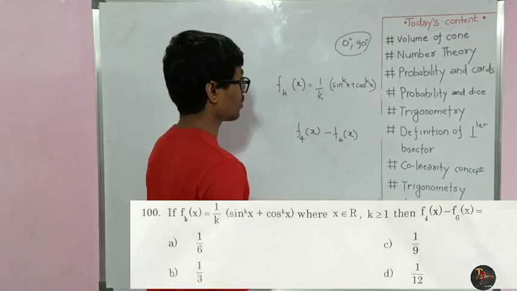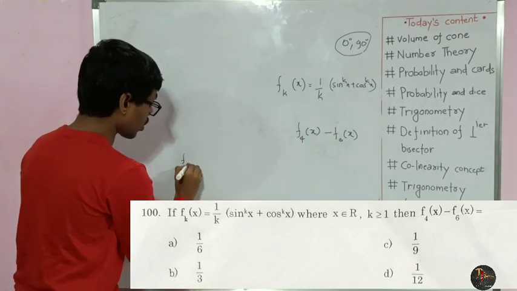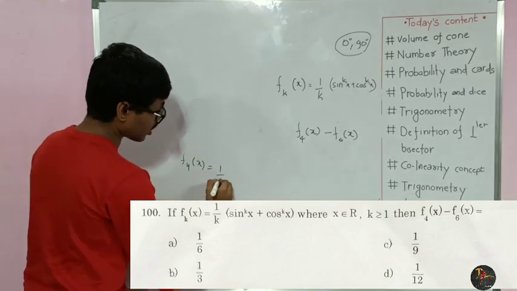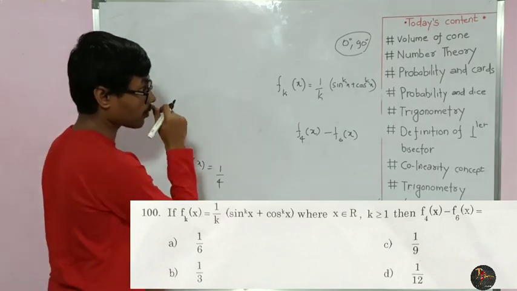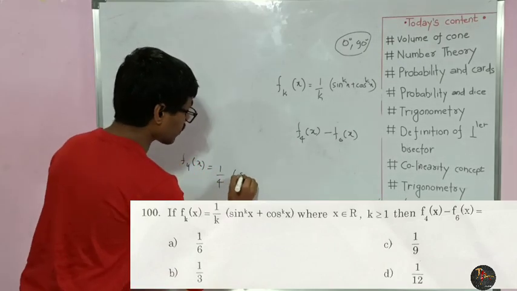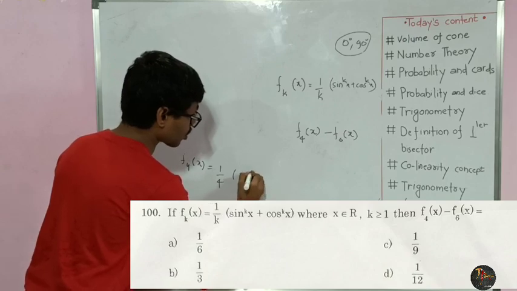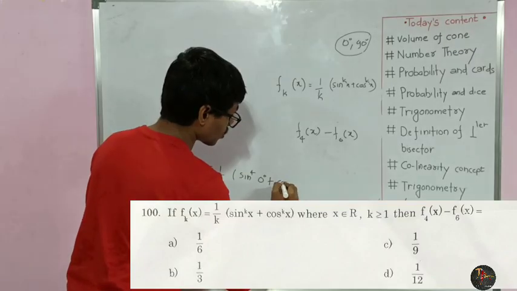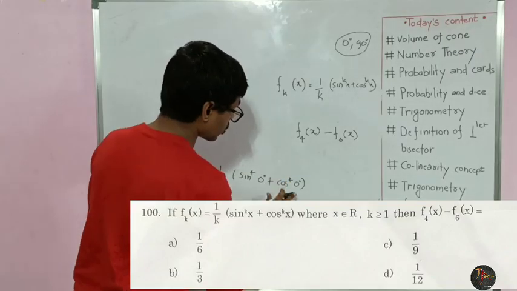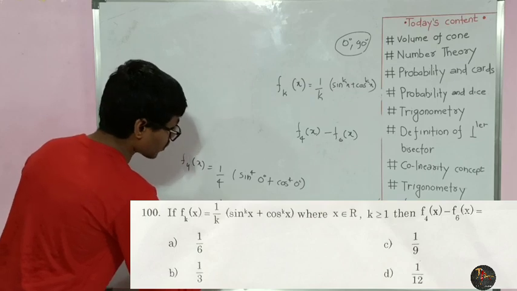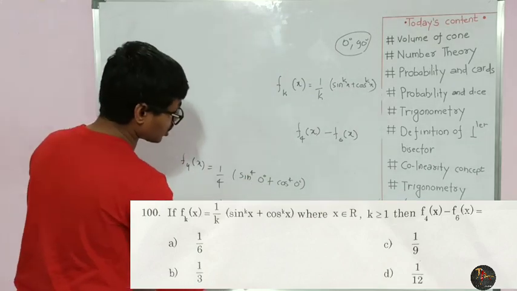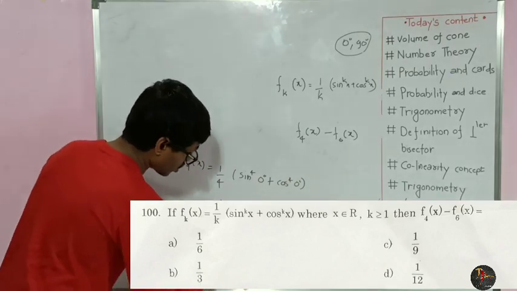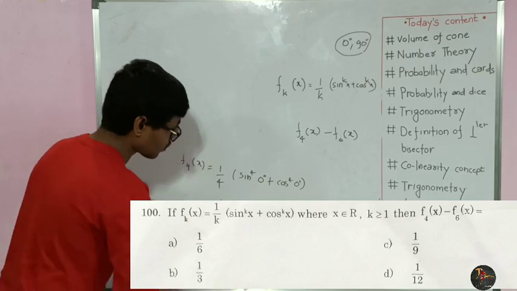Now if I take 0 degree, then f4 of x, if I put x is equals to 0, so k value 4, I put here 1 by 4, sin power 4, x we have put 0 degree, plus cos power 4, x we again put 0. So I will get 1 by 4. Sin of 0 degree is 0, plus cos of 0 degree 1. 1 to the power 4 is 1. So f of 4 will be 1 by 4.